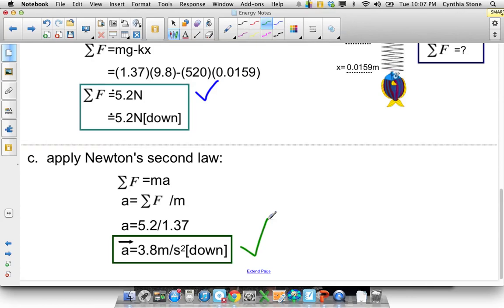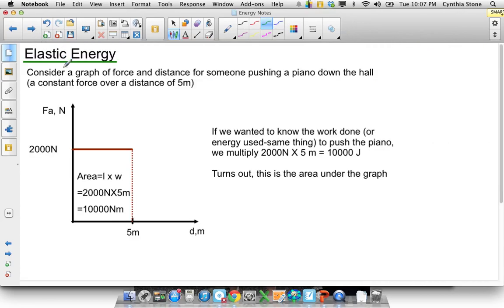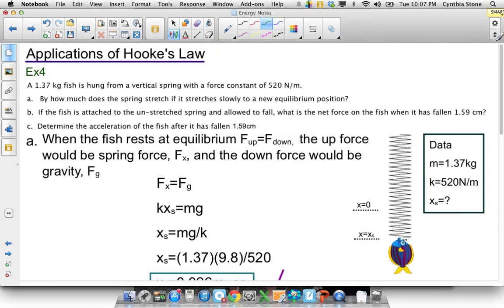Okay, so that's the first little bit of Hooke's law. In the next video, tomorrow night's homework, we'll be looking at elastic energy and spring energy. Okay, so that's it. Let's go to bed.